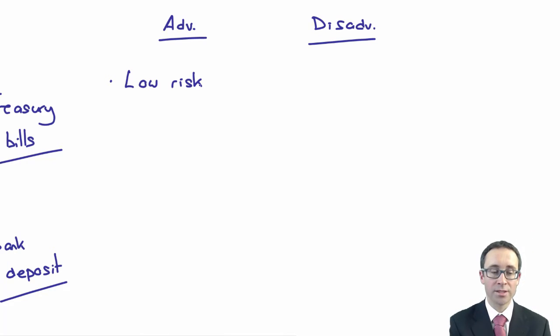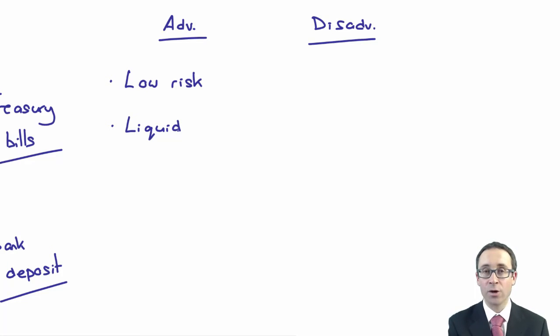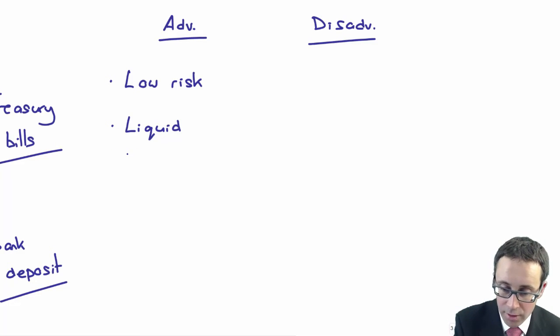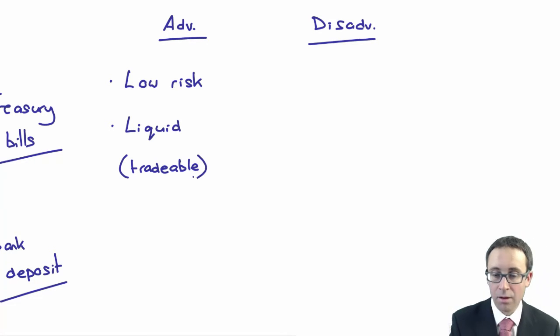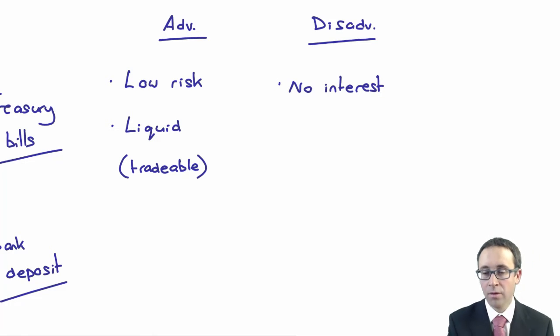So it's pretty low risk. Okay. Also, as it is with the government, it is tradable. So that is pretty liquid. Okay. It is liquid because it is tradable on the markets. Okay. The disadvantage, I suppose, is that you get no interest on those treasury bills. It's all built into, isn't it, the amount that you deposit and the amount that you get back.